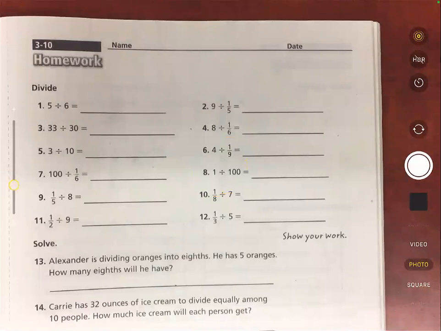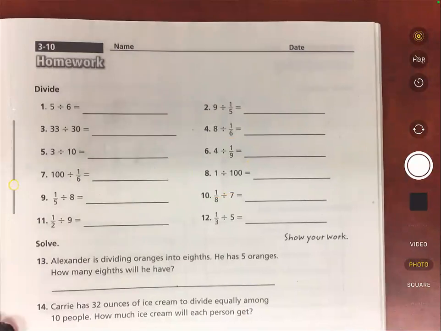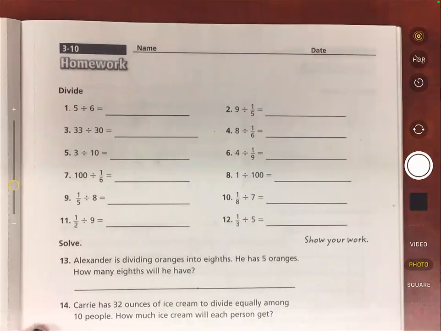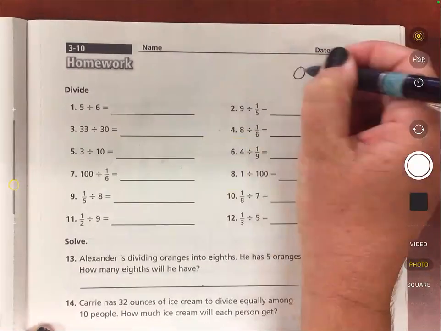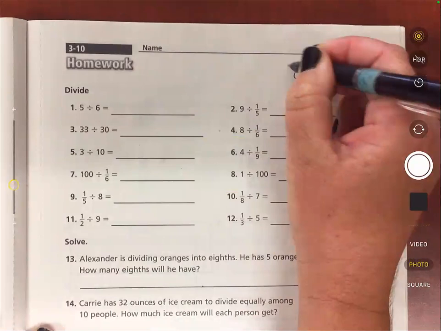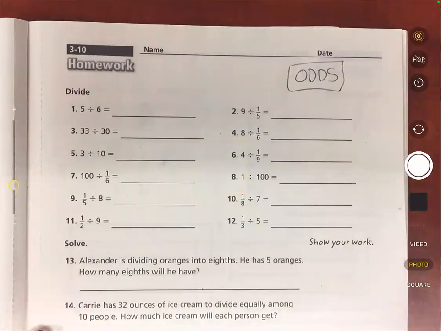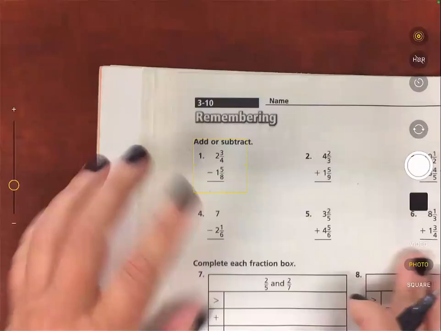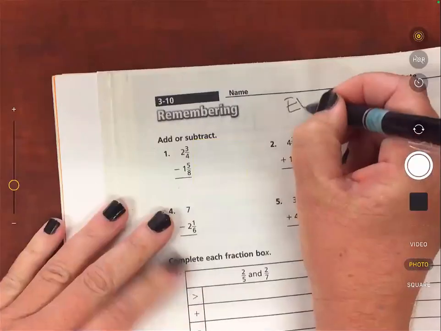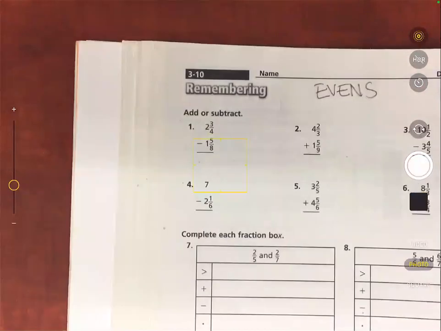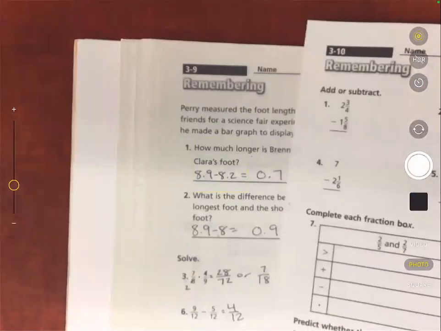All right. Let's take a look at our math homework page. We're going to skip page 94 for now. Okay. Here we go. On page 65, I'm just going to have you guys do the odds. Page 66, the back side, you're just going to do the evens. So odds on 65, evens on 66.